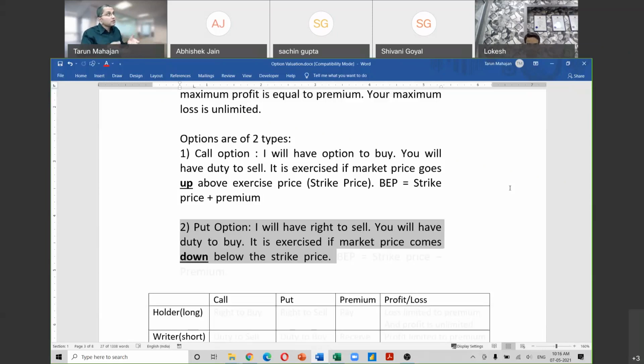If the price goes up to 48,000, I won't pay you the difference amount as loss. In forward and future, I would have paid you the difference amount as loss. But in option, I will not exercise this option. So put option is exercised below the strike price. Here my break-even point will be equal to strike price minus premium.